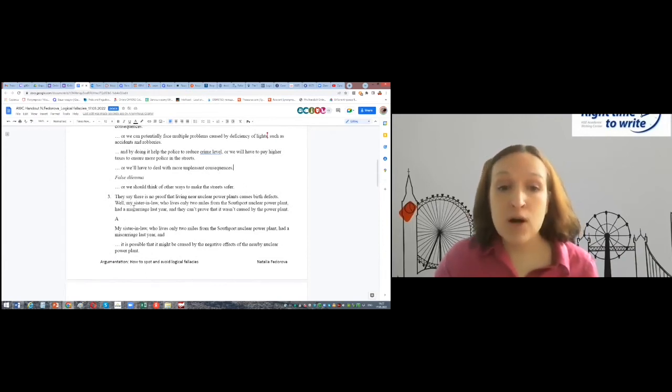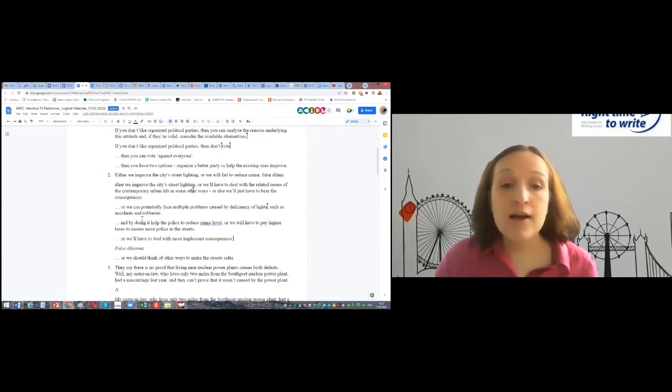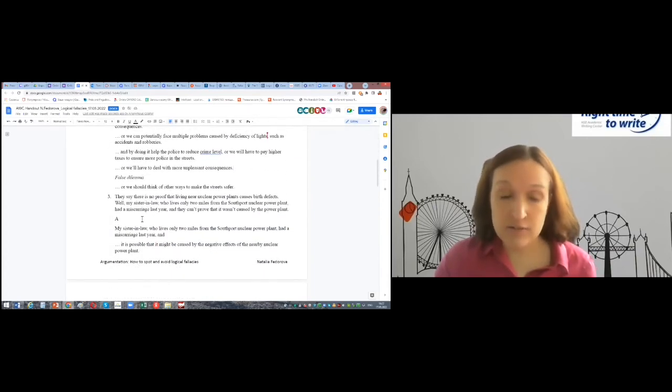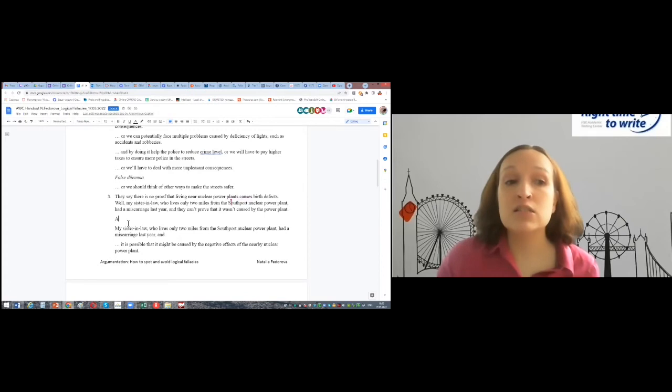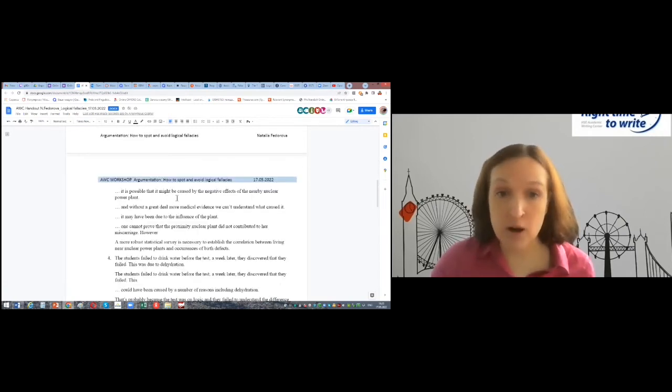Number 3, what is the fallacy here? Someone has written A. It is hasty generalization, but also it is something else. What else is number 3? It's at the same time post hoc and the hasty generalization. It is possible that it might be caused by the negative effects of the nearby nuclear power plant. It is possible, but it's not definite.